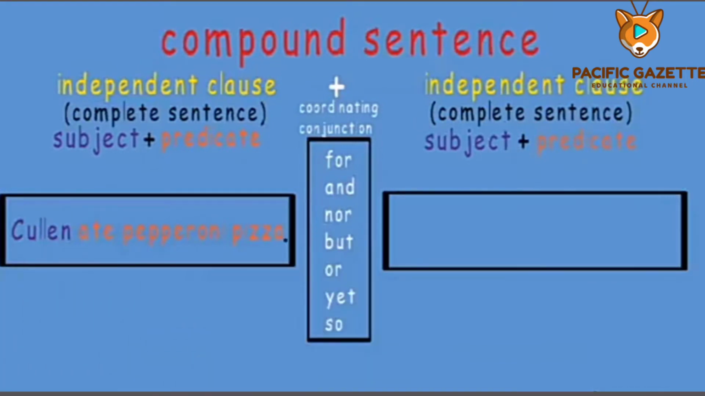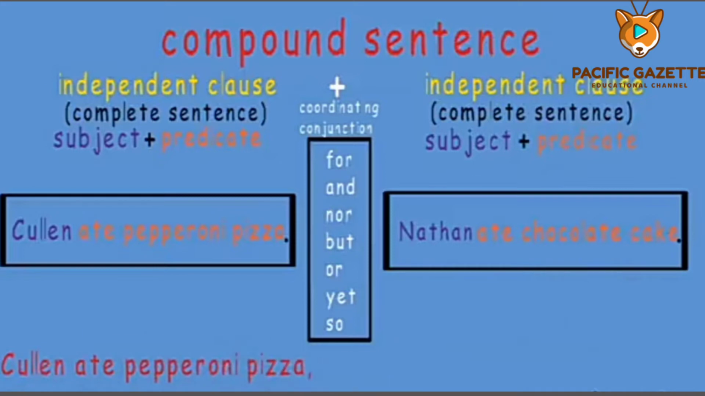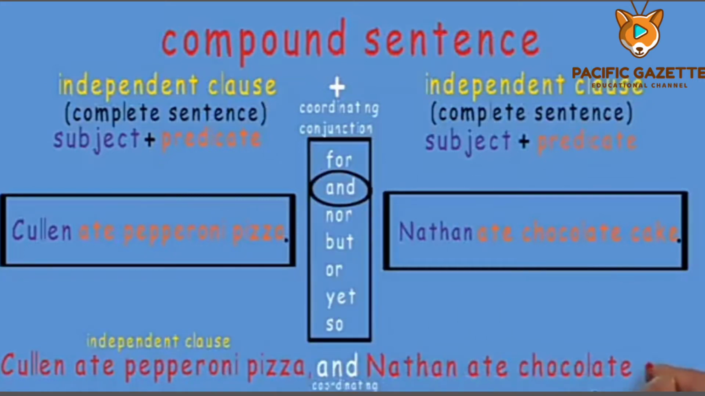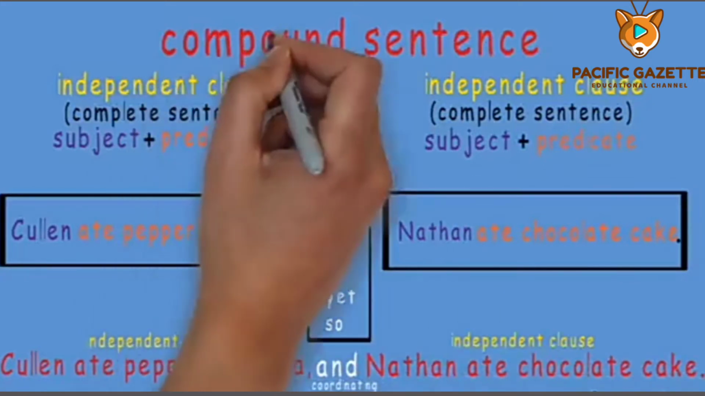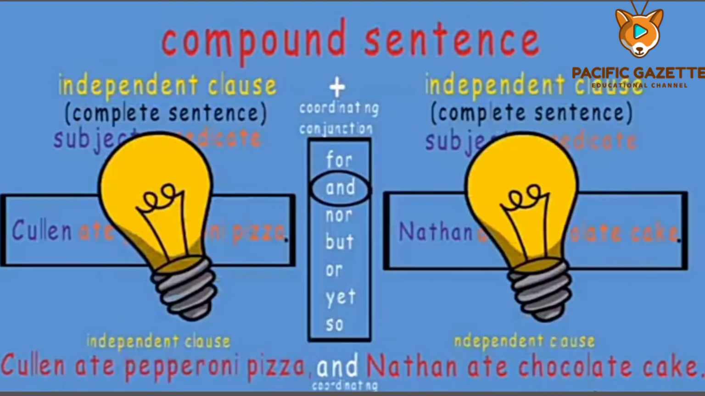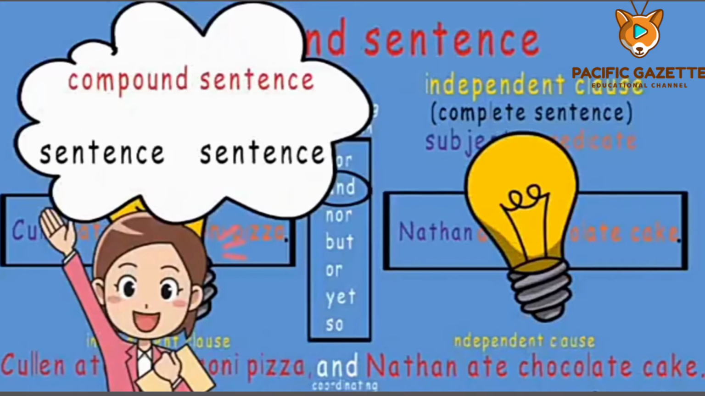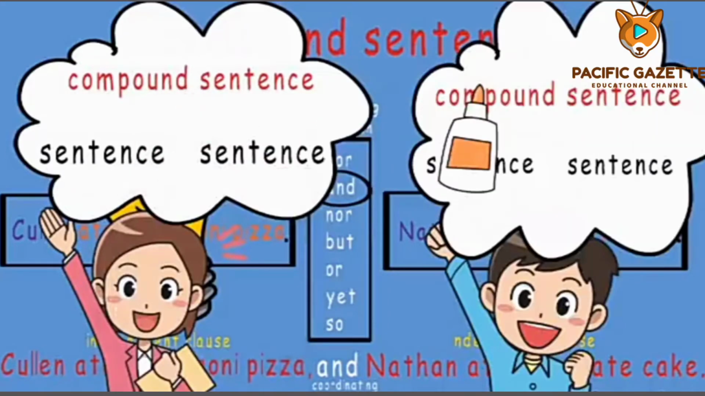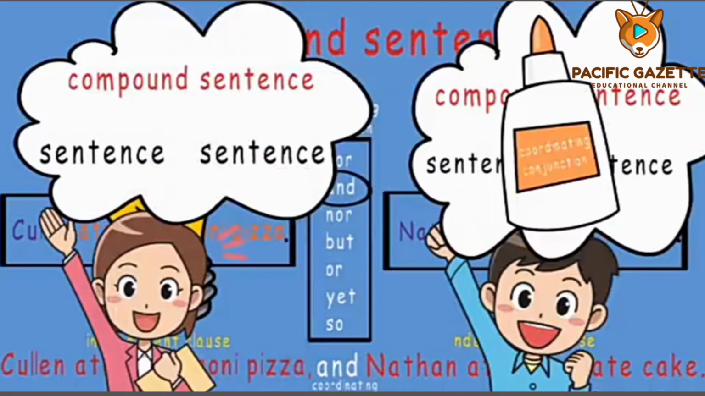The first independent clause is Colleen ate pepperoni pizza. The second independent clause is Nathan ate chocolate cake. If we are going to put them together, we will use the coordinating conjunction and. So that will become Colleen ate pepperoni pizza and Nathan ate chocolate cake. Remember to put a comma after the first independent clause before the coordinating conjunction.